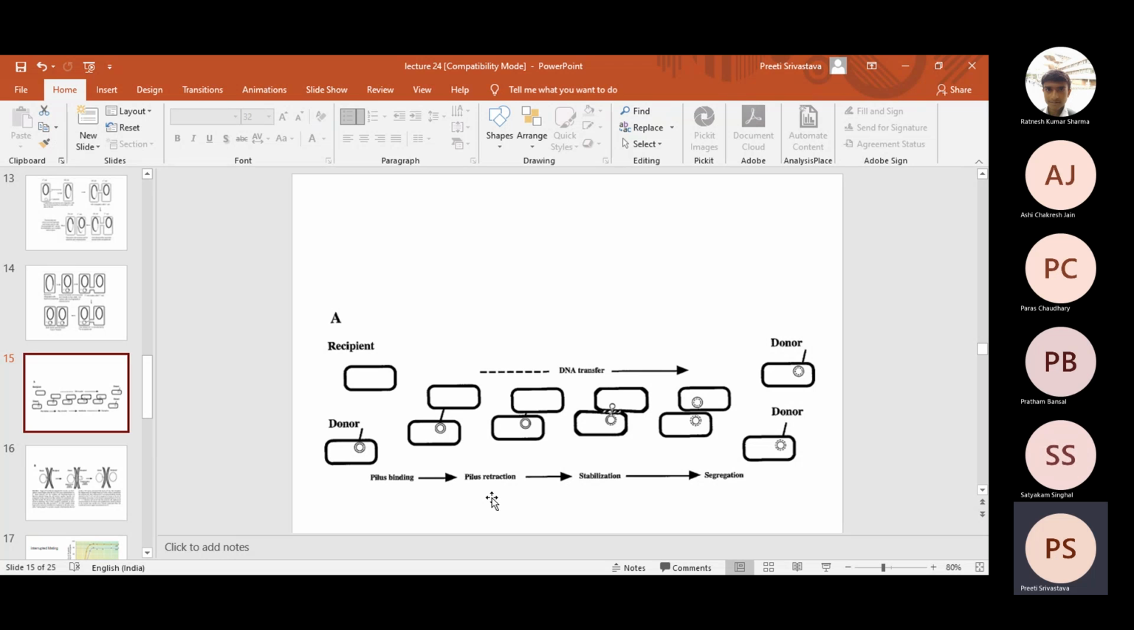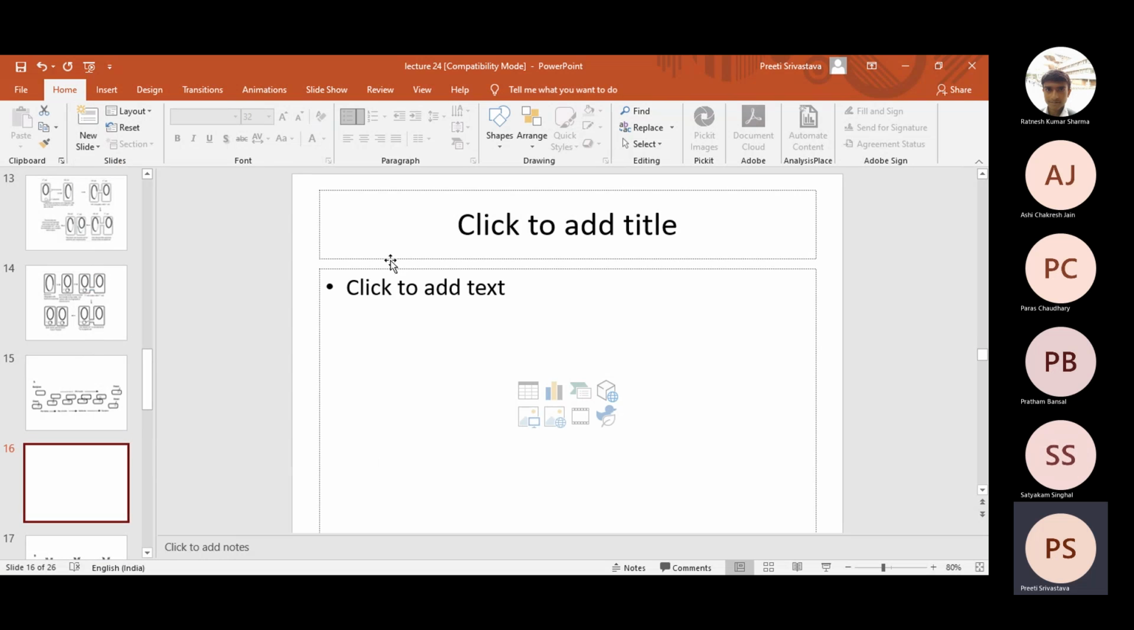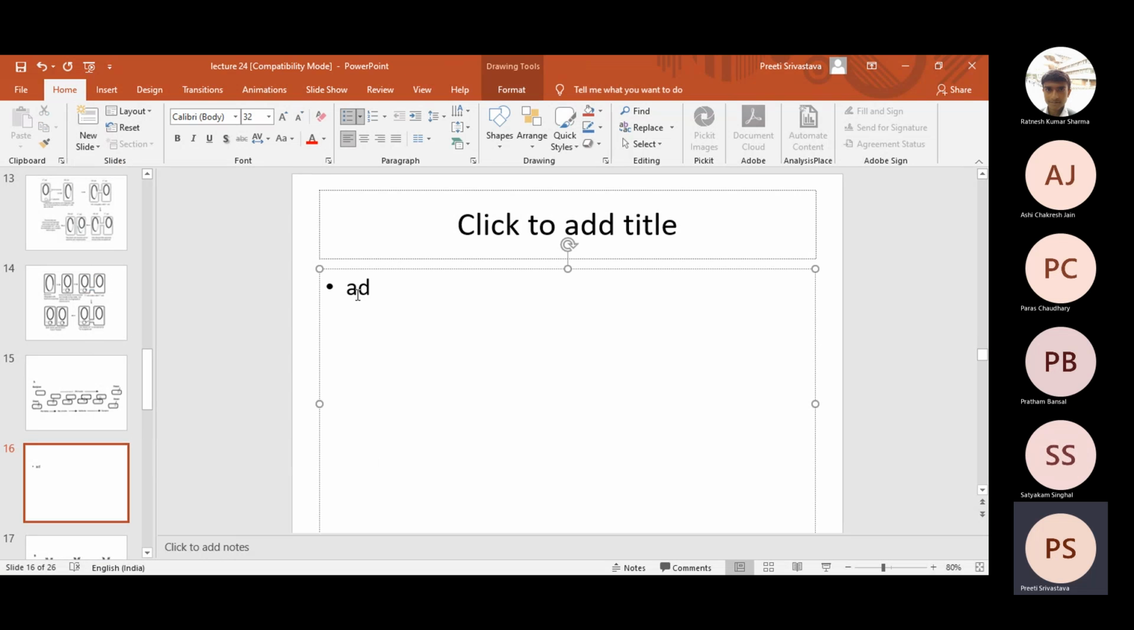But when we talk about gram-positive bacteria, you do not have a pilus. So how exactly does conjugation take place in gram-positive bacteria? In gram-positive bacteria, there are certain proteins called adhesins present on the surface of the bacteria, and these adhesins help in bringing the two cells in close proximity, as a result of which conjugation takes place.